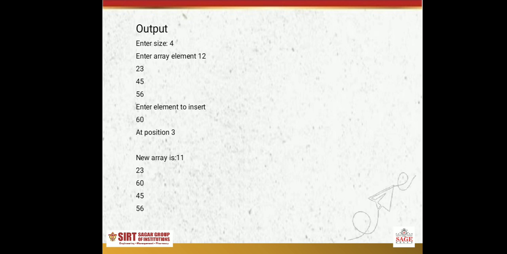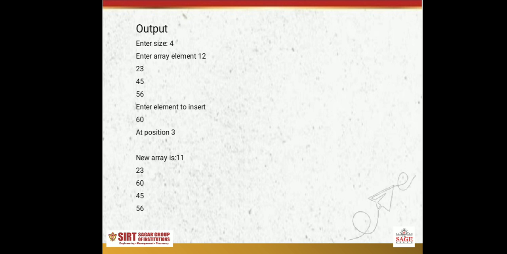Let's see its output. Suppose you have entered the size 4, okay. Now the elements entered here are, suppose, 12, 23, 45, 56. The new element to be inserted is, suppose, 60, and the position we want is, suppose, 3. That means we want the new element 60 to be inserted at the third position.